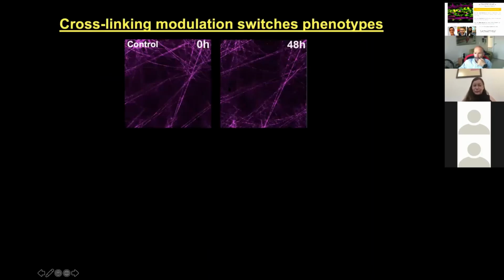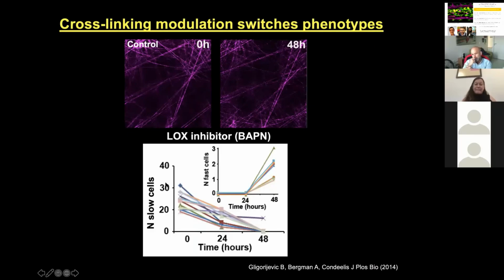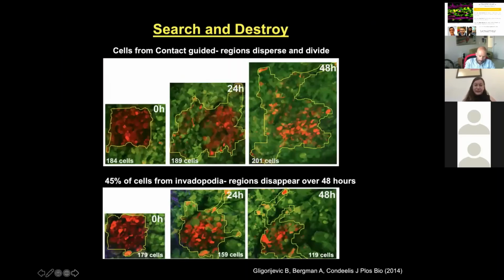So this is the control. Over 2-3 days, you can see the same exact fibers. The turnover of fibers in tumors takes about a week or two. But now if you start injecting them with a LOX inhibitor to stop the cross-linking, you completely lose invadopodia in the same exact regions, and you start gaining contact guidance. And we did the opposite with glucose to increase cross-linking, and we got the opposite phenotype. So the switch between contact guidance and invadopodia is absolutely driven by the cross-linking.